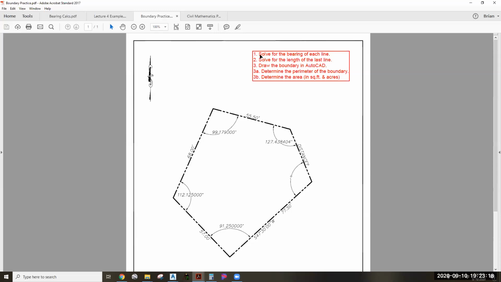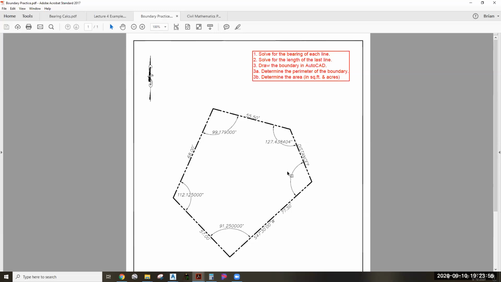So number one, you can do solve for the bearing of each line. Number two, solve for the length of the last line. You can't do that until you draw it. Okay, so you can't do number two until you draw it. Okay, and I'll show you how that works. Number three, obviously you can't do that until you draw it because it's draw the boundary. Okay, you can't do 3A, okay, because you don't know the last distance, so you don't know the perimeter, and you don't know the area until you draw it. Okay, so what you need to do is solve for the bearing of each line.